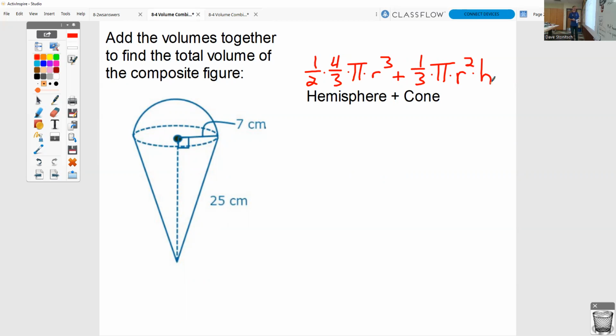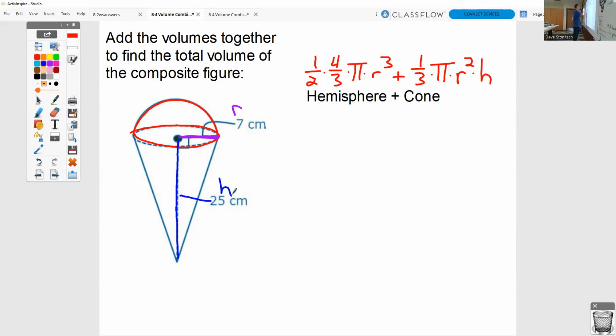Let's take a look at our picture. For the hemisphere, the hemisphere is on top. It's almost like an ice cream cone here. We have the hemisphere on top. Notice this 7 is pointing to this line right here. That line is your radius. So the radius of the hemisphere is 7. This 25 is pointing towards this blue line right here. That is the height of the cone.